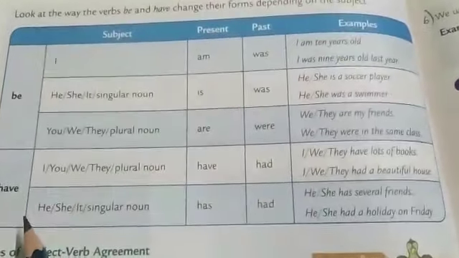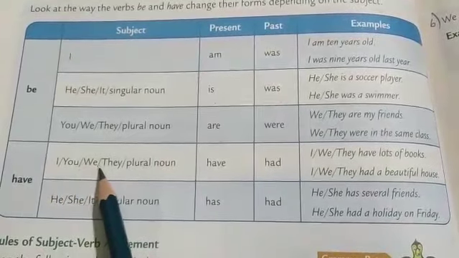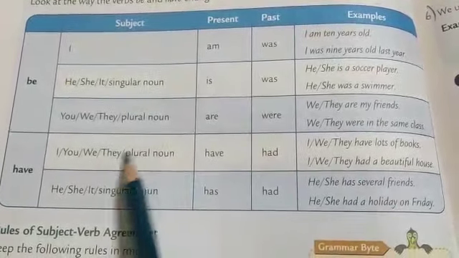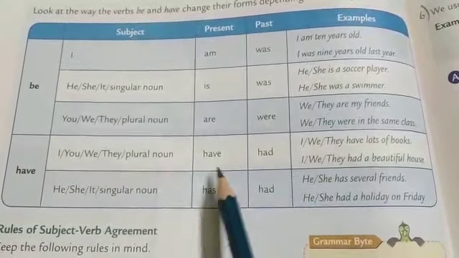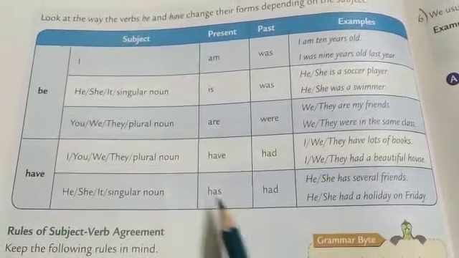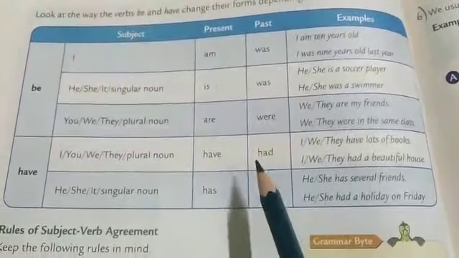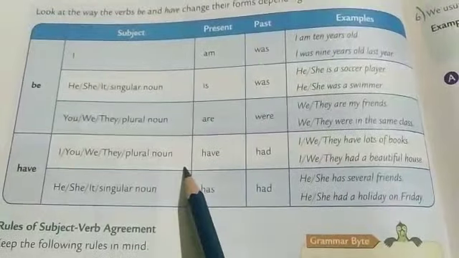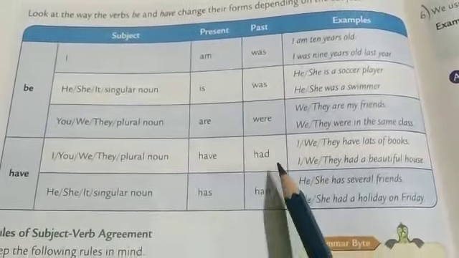Now coming to different forms of have. With I, you, we, they and plural noun, in the present tense we use have, and with a singular noun we use has. But in the past tense, with a plural noun also and with a singular noun also we use had.